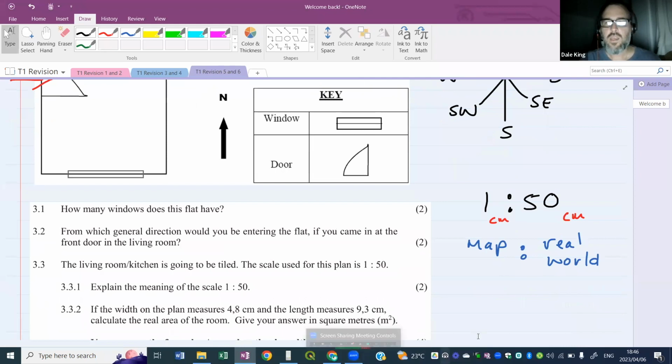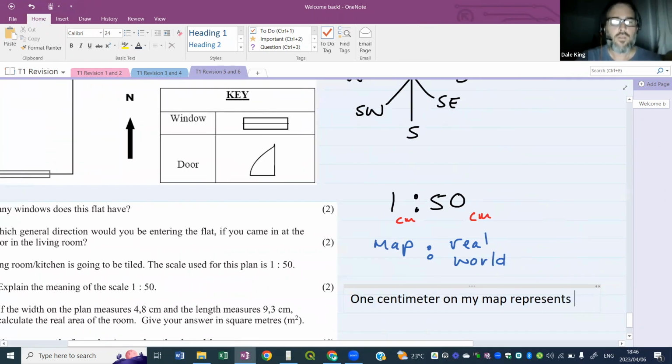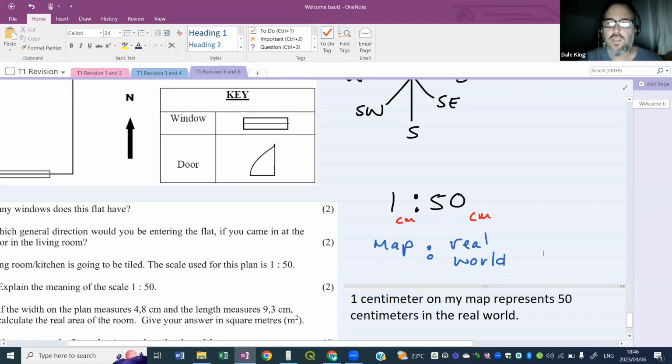If I have to type this out, I'll type it out. Let's make the text a bit bigger so that you guys can see what you might want to write. Let's make it 24. So 1 centimeter on my map represents 50 centimeters in the real world. Something like that. I'm using numbers because I'm being lazy, but you write out full words. So 1 centimeter on my map represents 50 centimeters in the real world.